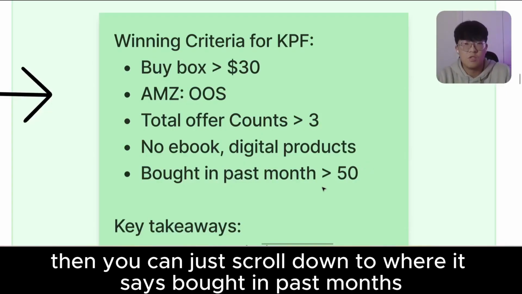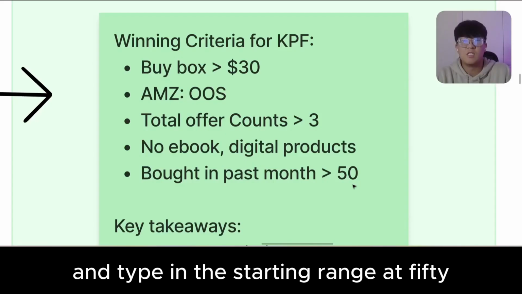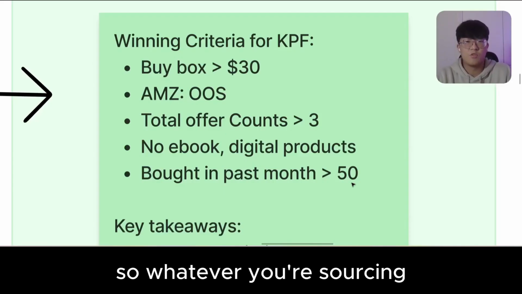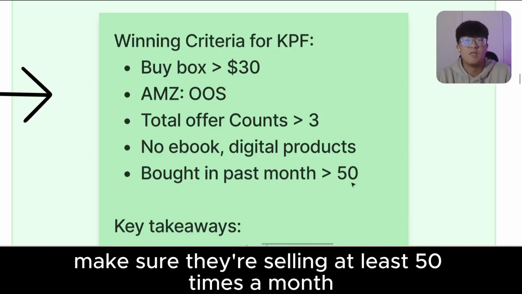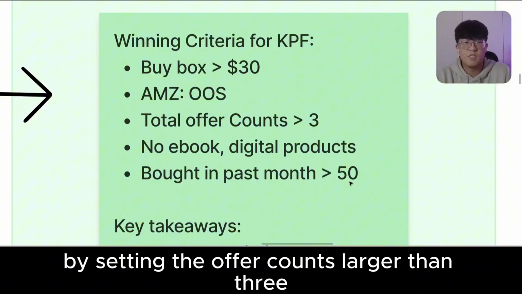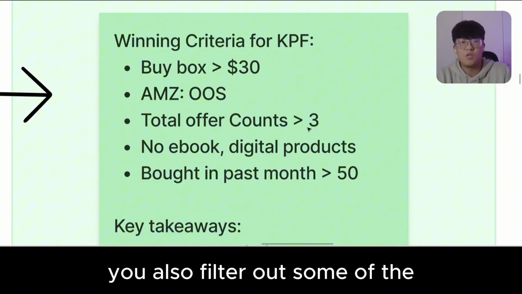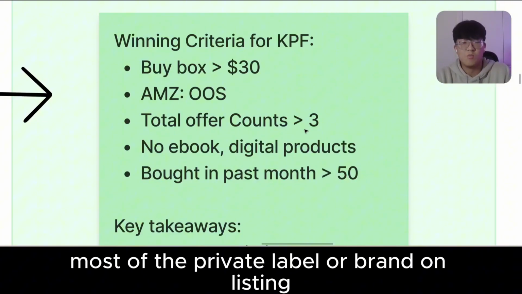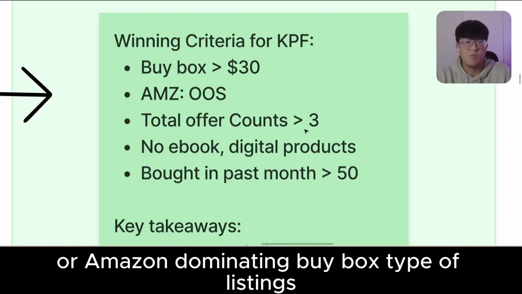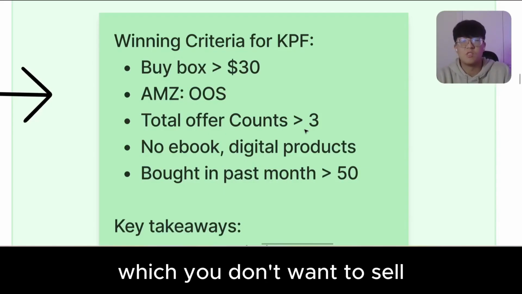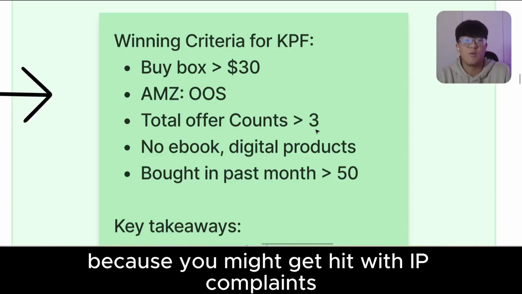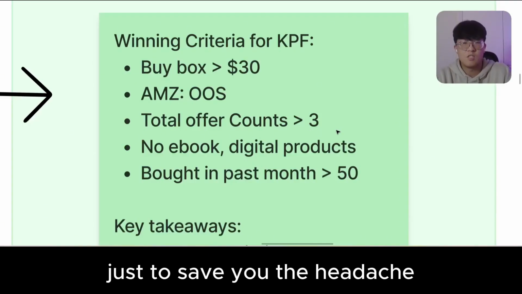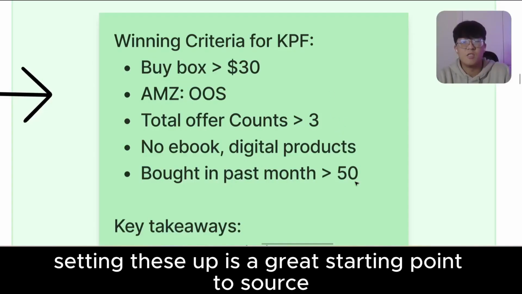Then you can just scroll down to where it says bought in past months and type in the starting range at 50. So whatever you're sourcing, make sure they're selling at least 50 times a month. By setting the offer counts larger than 3, you also filter out most of the private label or brand on listing or Amazon dominating buy box type of listings, which you don't want to sell because you might get hit with an IP complaint and get kicked out the listing. Just to save you the headache, setting these up is a great starting point to source any product to sell on Amazon.